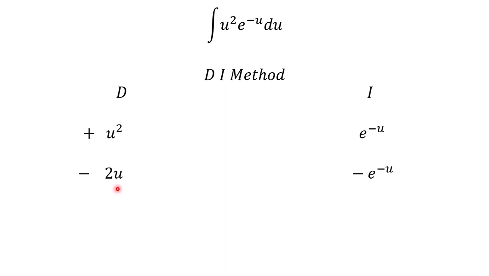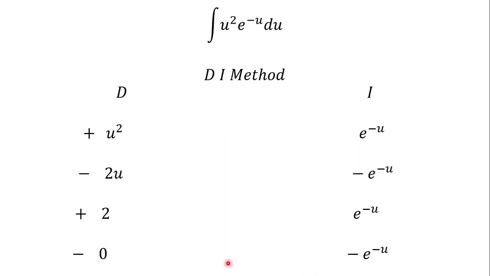Now we are not stopping because when you multiply this and this, you still have to use the DI method. So let's continue. Now when you differentiate this, we are going to get 2. And when you integrate this, you are going to get e to the power u. Here, when you differentiate this, you are going to get 0. When you integrate this, you are going to get minus e to the power minus u.